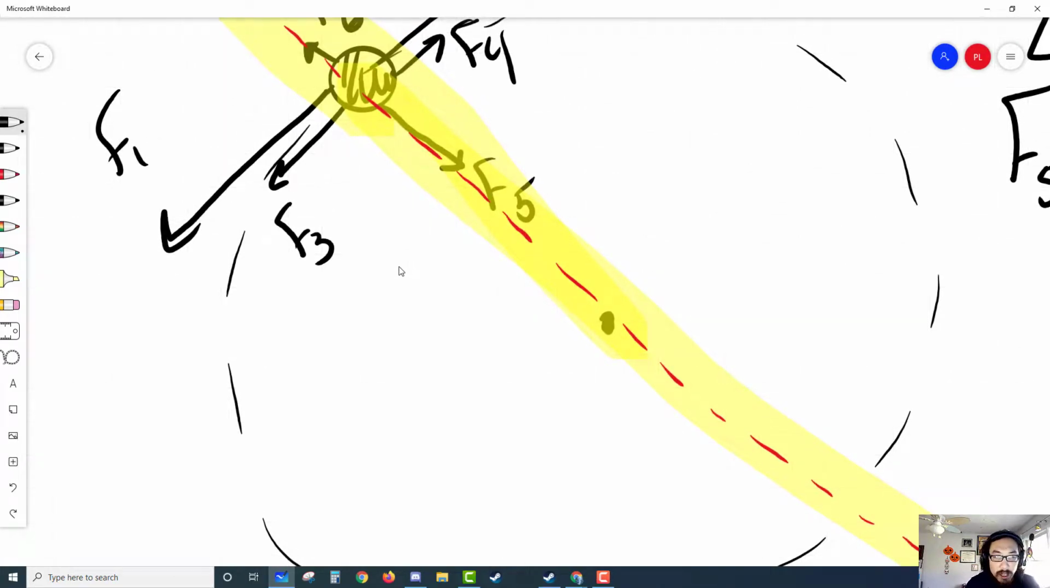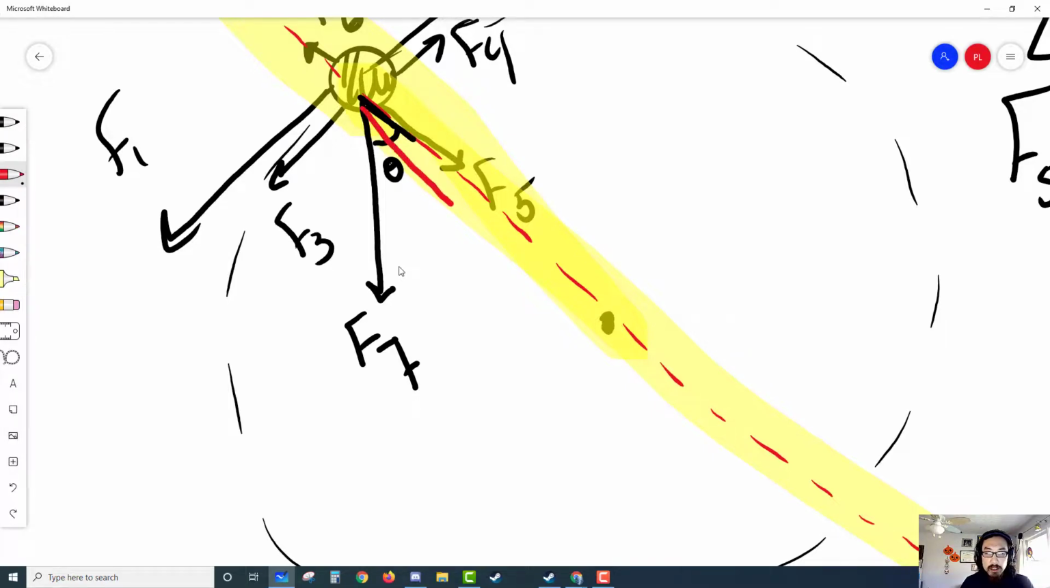Let's say we have a force, and we're going to call this force F of 7. F of 7 makes an angle theta with the axis of rotation. In this case, F of 7 doesn't belong in this axis, but there is a vertical component. I'll do this in red. I'm going to do this dotted right there.